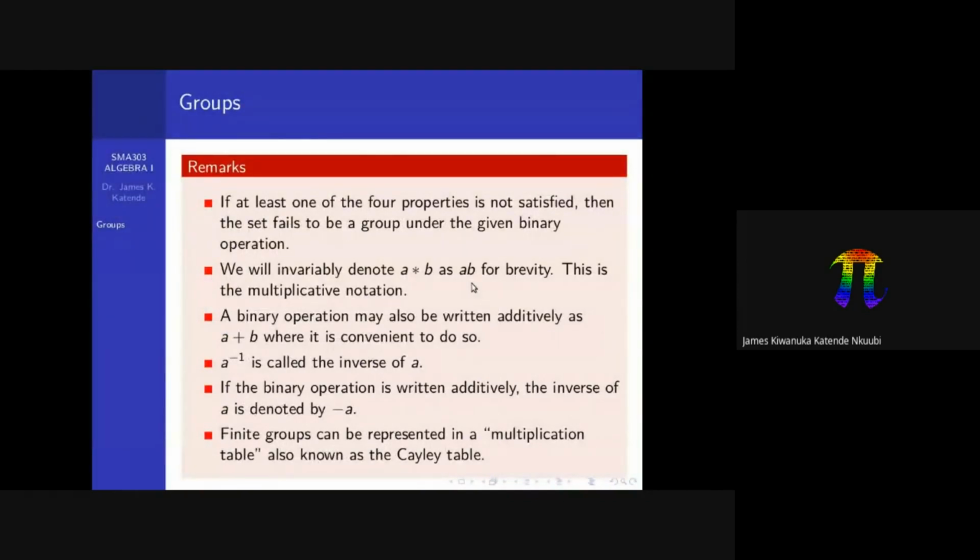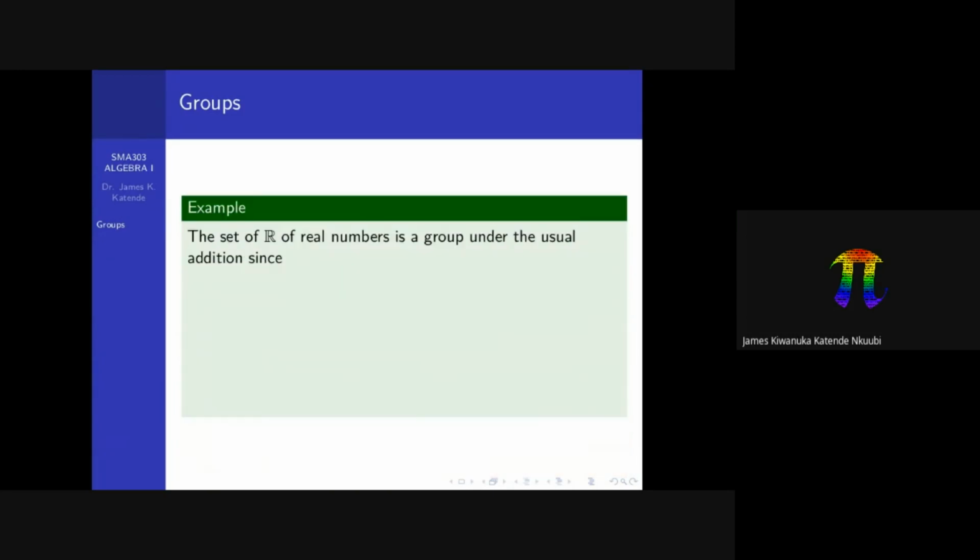So I think these remarks are clear, and you will have a chance to read them again. So we now consider some examples of groups. One example is the set of real numbers, which we represent with this fancy looking R. And the binary operation we consider is the usual addition of real numbers.